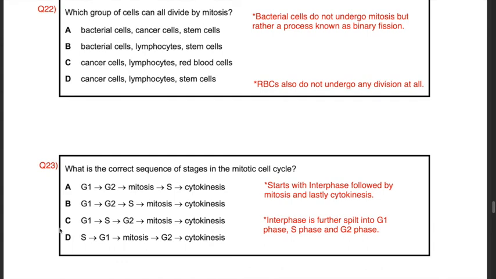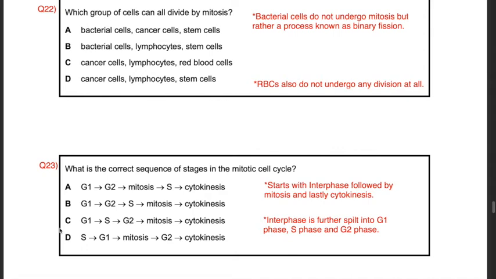Question 22. Which group of cells can all divide by mitosis? A key thing you should know is that bacterial cells do not undergo mitosis at all because they divide by a process known as binary fission, not mitosis. Hence, answers having bacterial cells are incorrect. Therefore, A and B are incorrect. Let's consider between answers C and D.